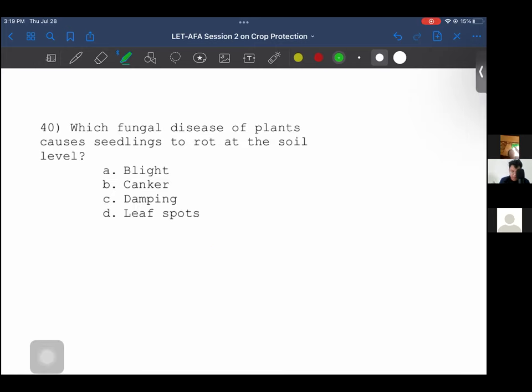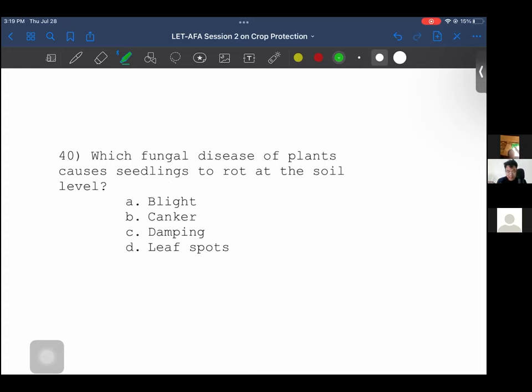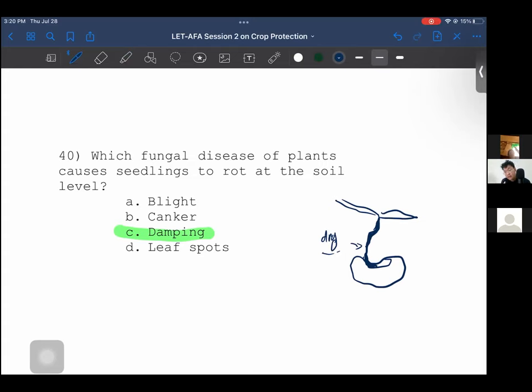Okay. Next, now here, which fungal disease of plants causes seedlings to rot at the soil level? I've already also tackled this a while ago, na the answer for this is damping. Ayan. Nag-drawing yata ako kanina. Ang damping ay nangyayari sa early stages ng halaman. Kapag kunwari, may patubo pa lang na ganyan, maliit pa lang. Tapos, itong part na to ay kunwari, ito ay ganito. Tapos may dry na part dyan. So kung kunwari ito ay dry, yung fungi na yan ay ina-attack niya yung seedlings para hindi na siya lumaki pa. That is damping. Or another term that you may encounter for this is damping off.